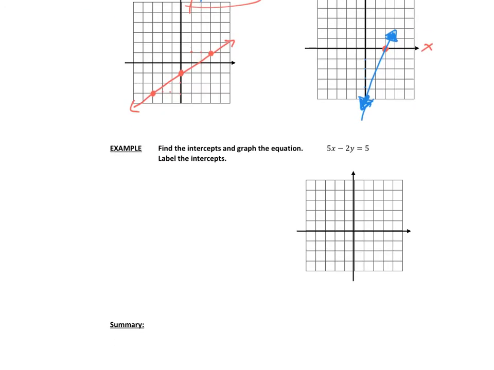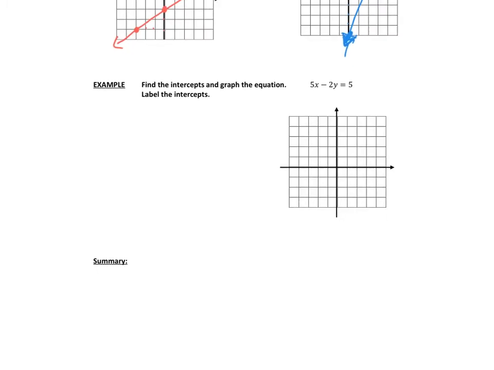And then our last example says find the intercepts and graph the equation, and then label the intercepts. Let's start by finding the intercepts. There's 2 ways you can actually find them. I'm going to show you the algebraic way. To find the x-intercept, what we do is plug 0 in for y. So y equals 0.